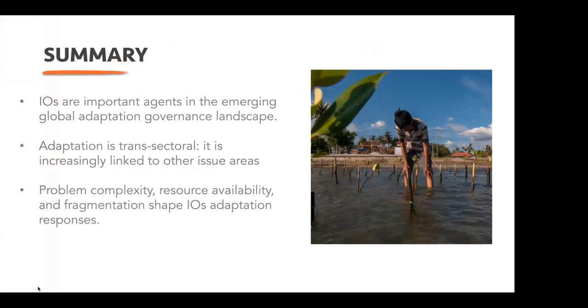So just to summarize the broader lessons from the work that we carried out, we have shown that international organizations are important agents in this emerging global adaptation governance landscape. Secondly, adaptation is transsectoral, and it's increasingly linked to other issue areas at the international level. And finally, problem complexity, resource availability, and fragmentation shape to what extent IOs in different issue areas are able to develop adaptation responses. So thank you very much.